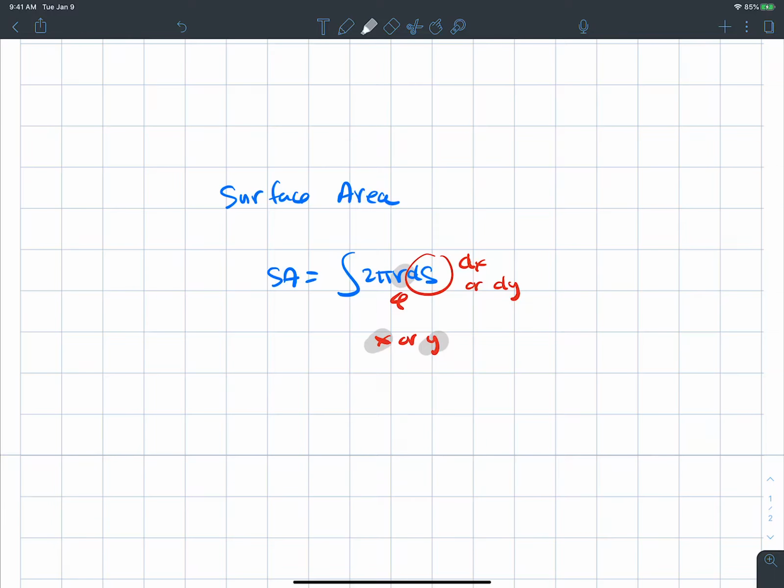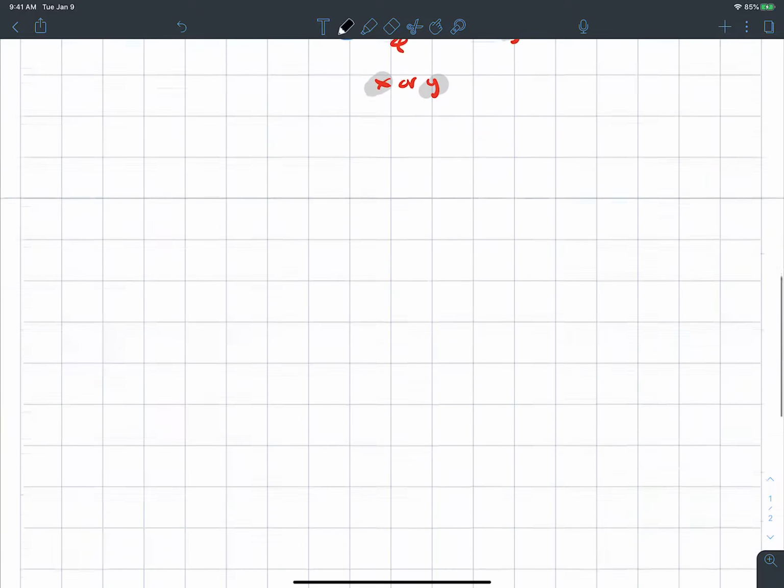So for every one of these examples, we're going to determine the radius. And after you know the radius, then you can find whether this is a dx or dy for your ds term. So let's take a look here. Let's look at some more examples.